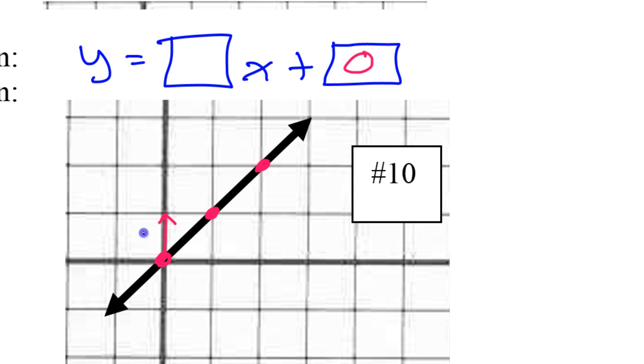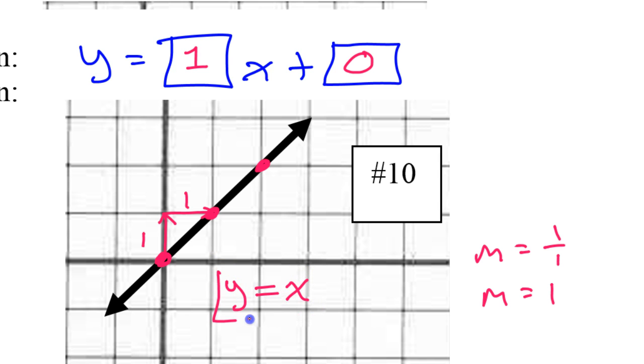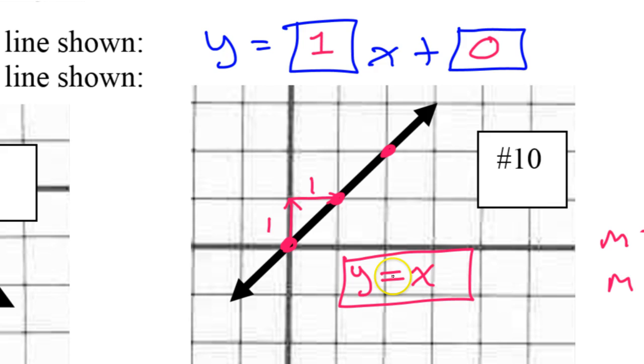And it seems to be going a rise of 1 and a run of 1. So that means my slope is 1 over 1, which is just 1. So the equation of this line would simply be y equals x. And that is all. 1x is just x, and for 0 we put nothing. Alright, so that's it for number 10.